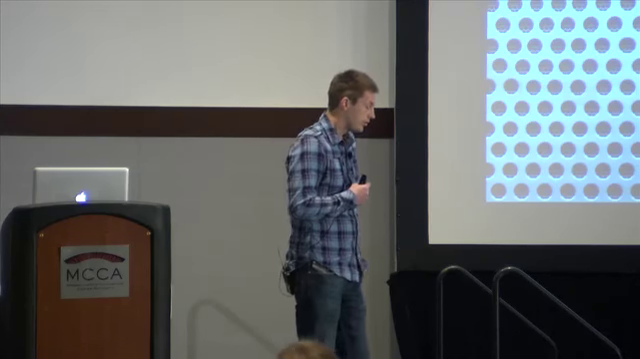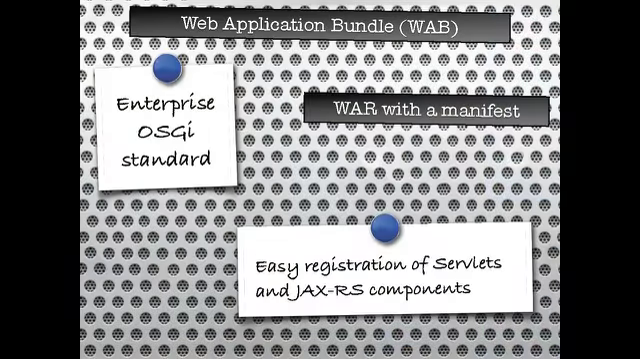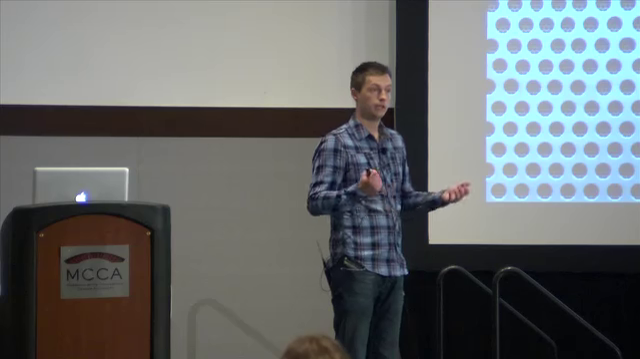So if you want to start to use the Java EE APIs, there are starting to be some standards, both in the OSGi space and in the Java EE space, to let them coexist. For example, we have the web application bundle specification. A web application bundle is basically just a WAR file, like you normally use for Java EE, with a manifest in it. And that's the only difference.